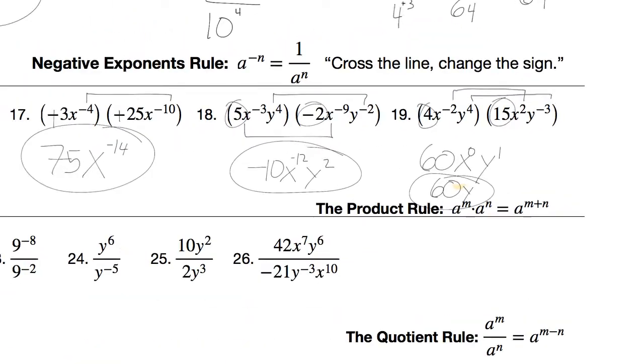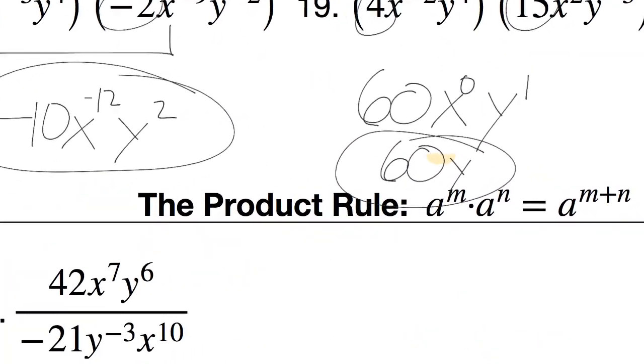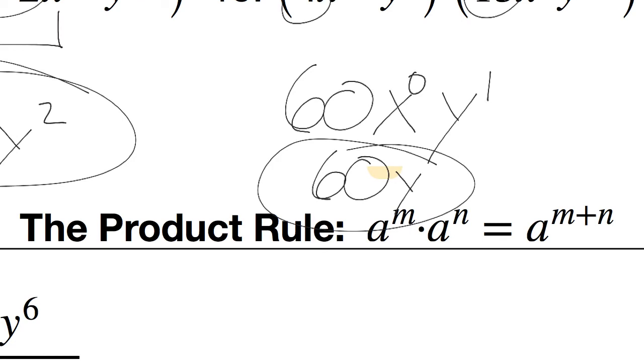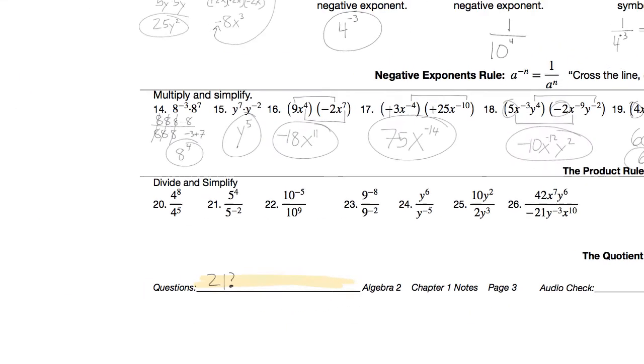In general, you can say the rule looks like this. The product rule is if the bases are the same, and remember that's a big if, bases have got to be the same, then you can add their exponents together. That's the product rule. Next problem.